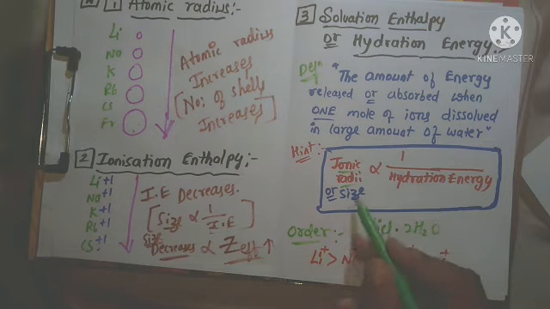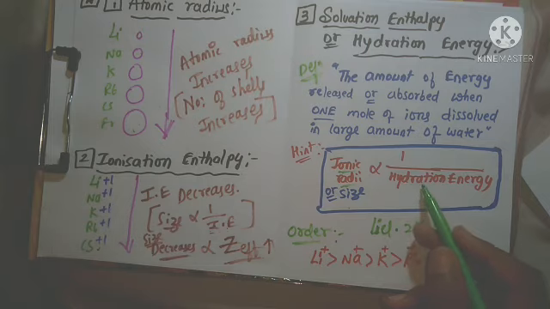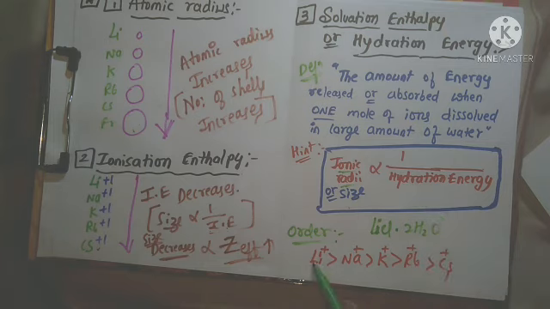Now just remember, smaller the size, more will be the hydration energy or solvation enthalpy. Therefore, the order is top to bottom. Don't think that by writing it this way it means period; it is not a period. It is actually a group, but I want to write the order. Lithium, smaller size, more hydration enthalpy. Cesium, larger size, therefore less hydration enthalpy.